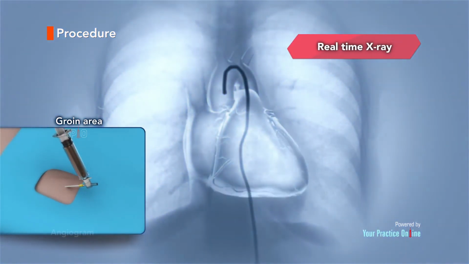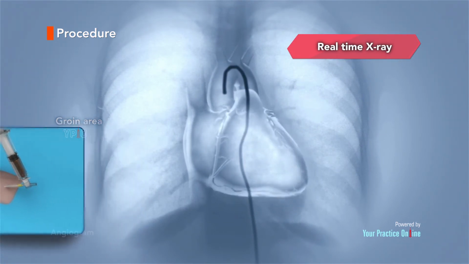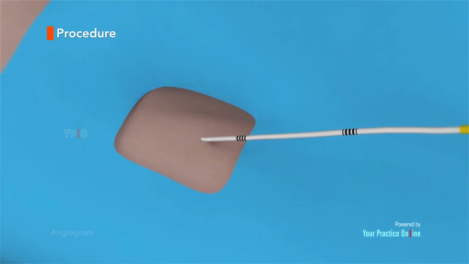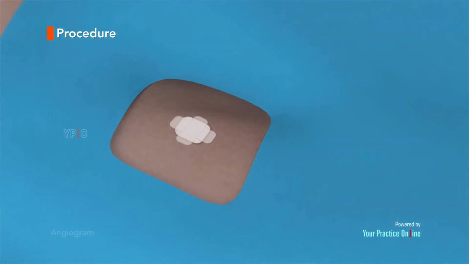The iodine dye will be injected through the catheter and many X-ray images will be taken. You will be asked to hold your breath for a few seconds. After the angiogram, the catheter will be removed and pressure applied to the needle site to stop bleeding. The site is then covered with a bandage. The entire procedure takes 1 to 3 hours to complete, depending on whether other procedures are performed, such as angioplasty.